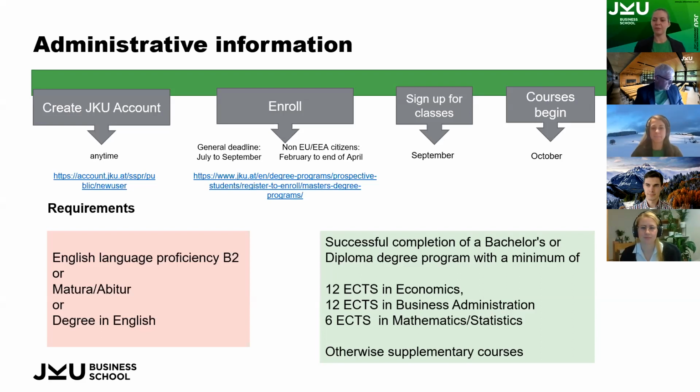On the other hand, you would have to provide a successful completion of a bachelor's or diploma degree program with a minimum of 12 credits in economics, 12 credits in business administration, and 6 credits in mathematics or statistics. The minimum would be 6 credits in one of those 3 areas, and you could complete the missing credits with supplementary courses. So those are the most important information about enrollment and requirements.